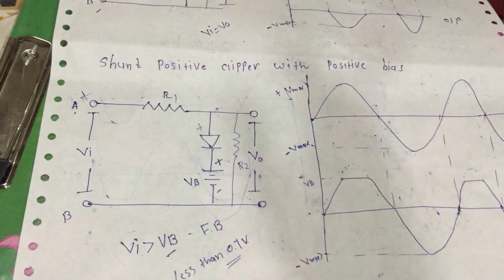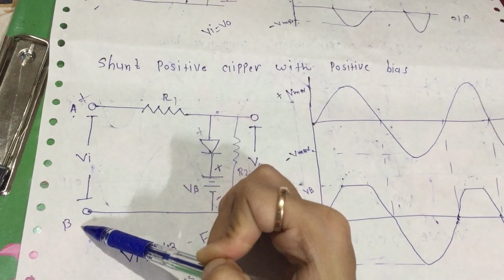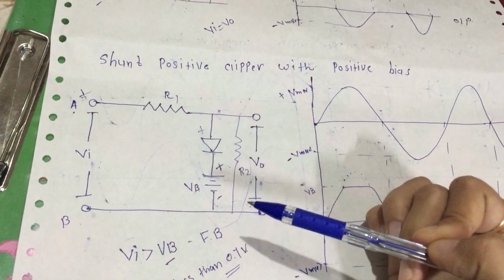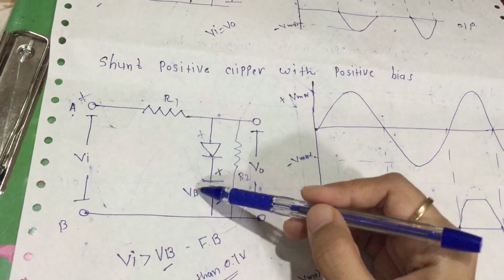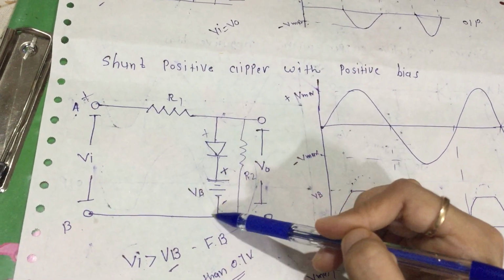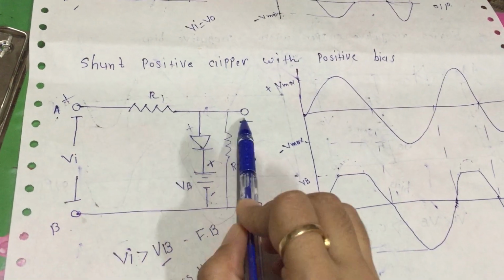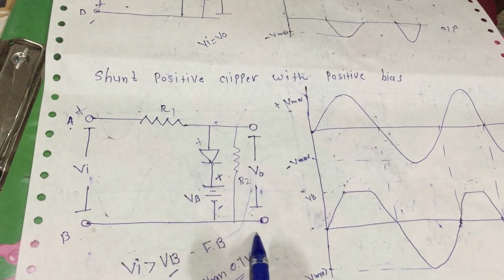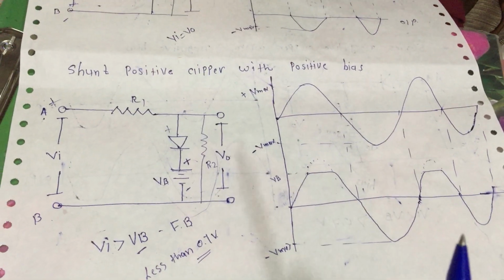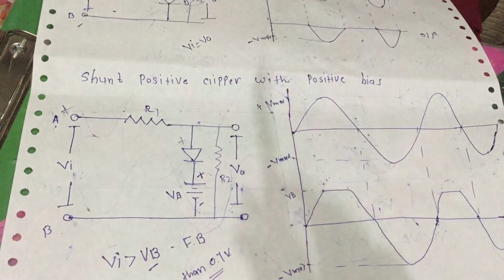Okay, now see the negative half cycle: A becomes negative, B becomes positive. Now A is negative, so this goes into reverse bias, and here is also reverse bias because this is the cathode and this is the plus terminal, the positive terminal. Okay, so this is not connected with the whole circuit because everything is reverse biased. So our input goes directly to the output side. Alright, that's why we get the same waveform as the input. Okay, so this is the shunt positive clipper with positive bias.